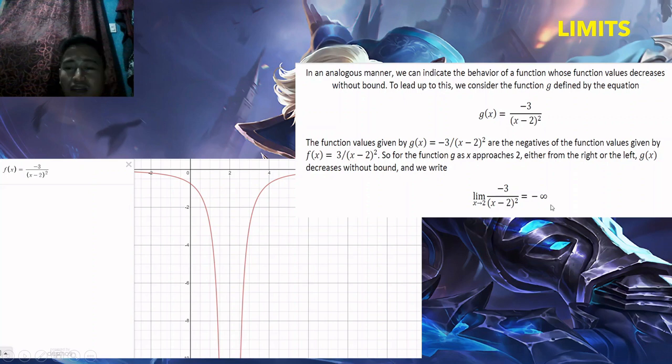So, the denominator approaches 0 and the numerator is negative, so the limit is negative infinity.